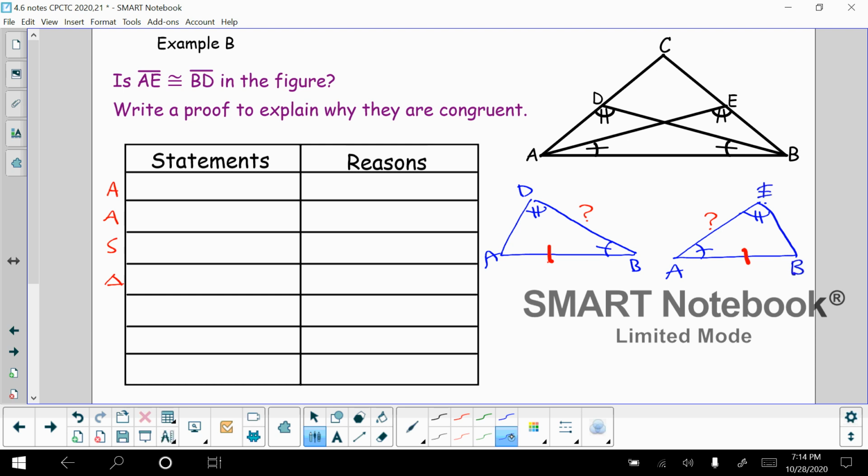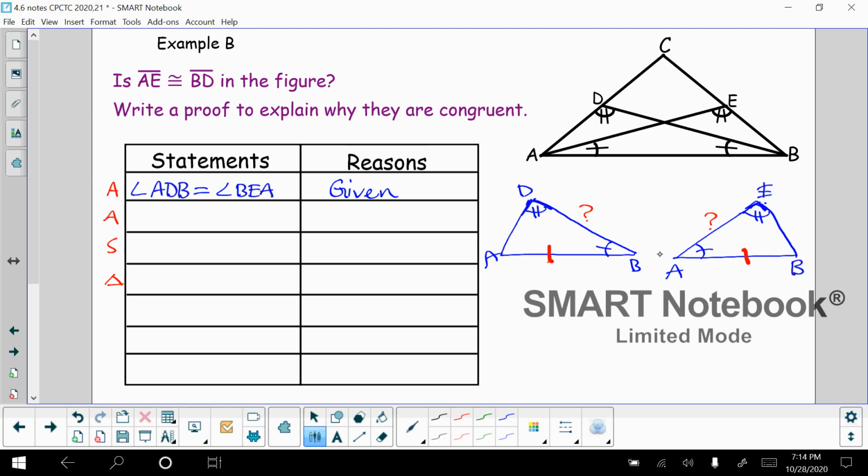Okay, so first thing, I'm going to list the angle. And I have to use 3 letters because we have multiple letters represented in each triangle. So I'm going to say angle ADB is congruent to angle BEA. And that is given to us. Okay, so that one is the angle up here. That angle is congruent to that angle.